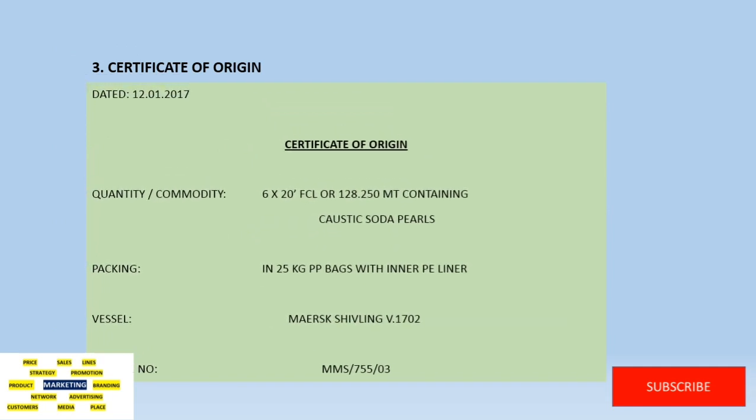Now we see certificate of origin. Certificate of origin also mentions date, quantity, commodity, same like invoice and packing list, packing, vessel, invoice number, same as invoice and packing list. Now we see phytosanitary certificate.